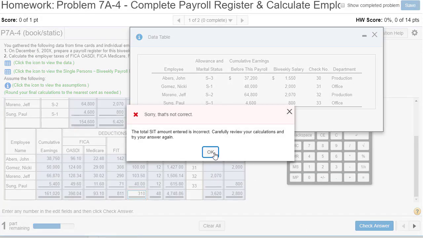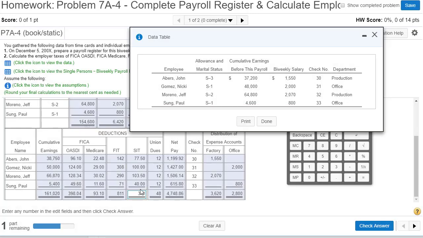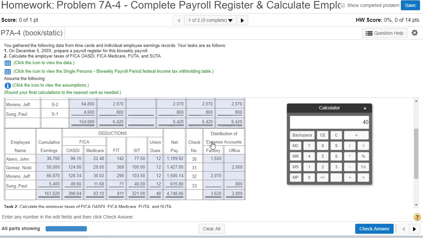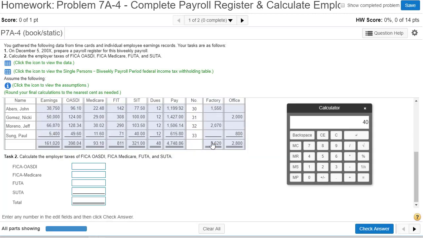The total sit. So I screwed up the sit. Oh, yes, I did. This should be 321. Okay. Hopefully you caught that. Now, this is a little more challenging. Now we're going to calculate the employer taxes for OSTI, Medicare, FUTA, and SUTA.